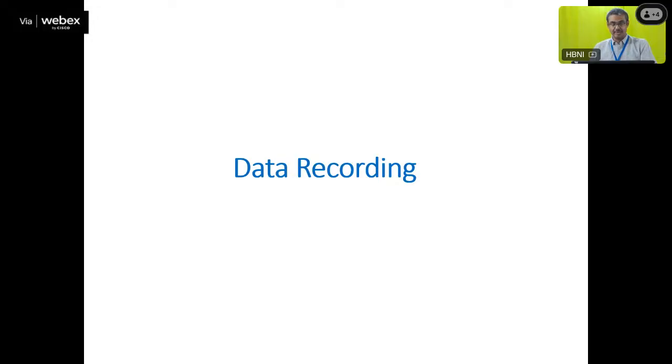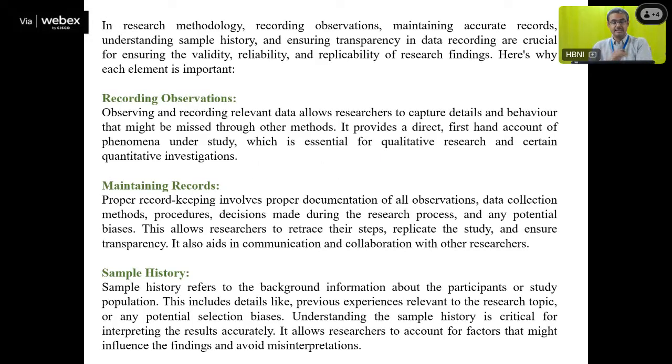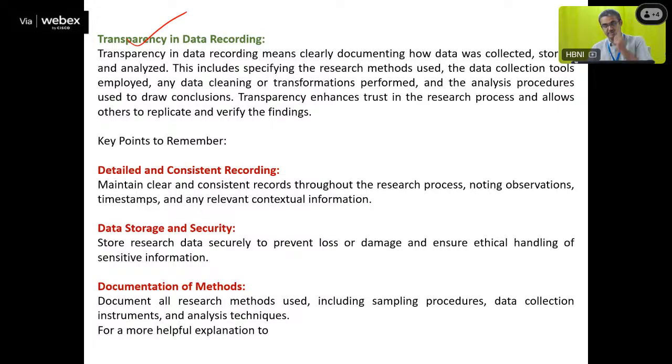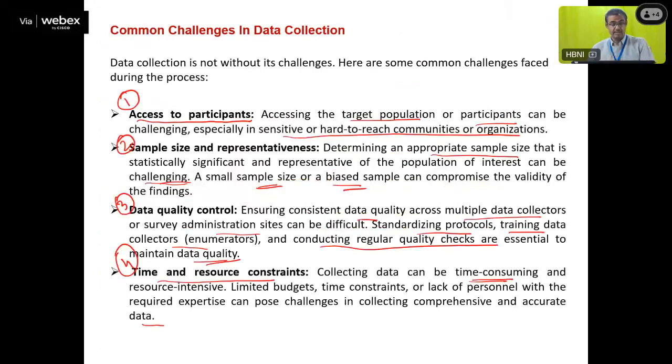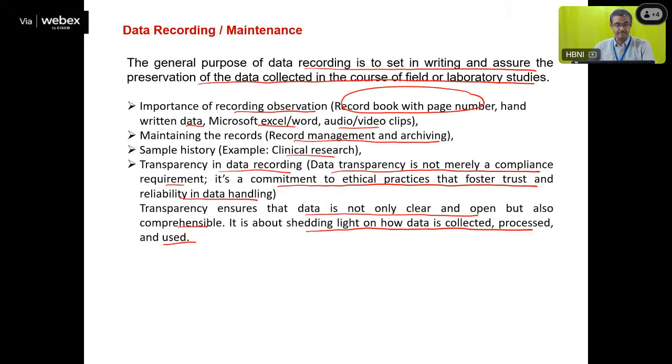So data recording, in research methodology: recording observations, maintaining accurate records, understanding sample history, and ensuring transparency in data recording are crucial for ensuring validity, reliability, and replicability of research findings, as we discussed in the last slide. Recording observations, maintaining records, sample history, and transparency in data recording. These are the 4 points that you always have to remember.